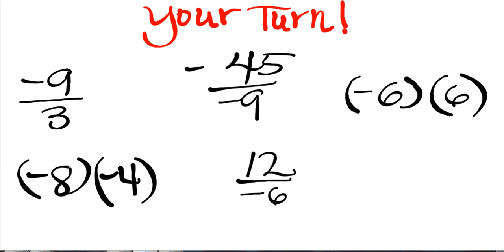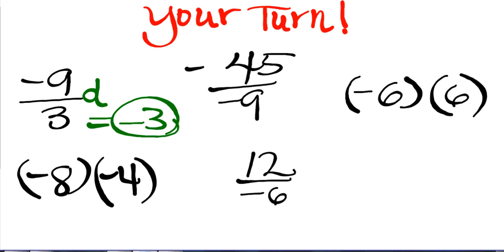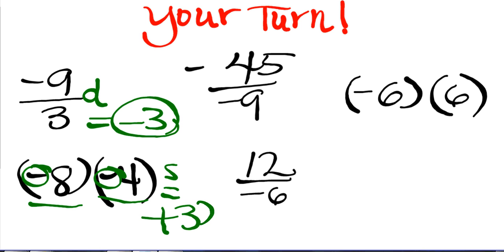Okay, you're back, so let's take a look. Here, our signs are different, which means that our final answer is going to be negative, and 9 divided by 3 is 3. So my final answer is negative 3. Here, my signs are the same. So my final answer is going to be positive, and 8 times 4 is 32.